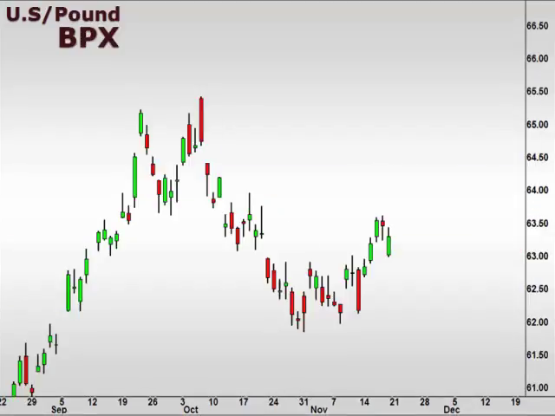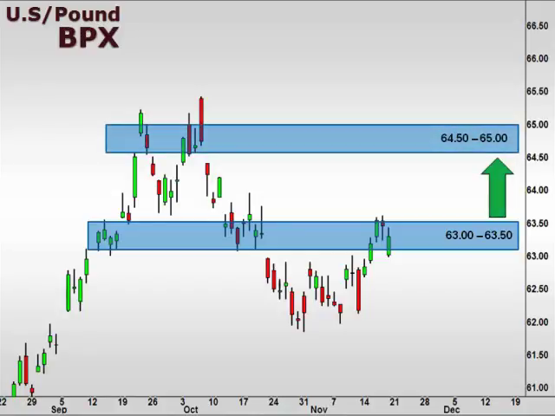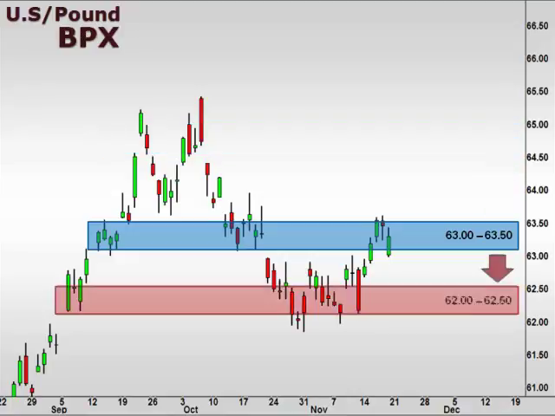Next up, the US dollar versus the British pound is seen here in the BPX. The BPX hit our 63.5 resistance level and closed Friday within this zone. A break above 63.5 is likely to yield a continuation towards 65. A break below 63 is likely to retest support down at 62.